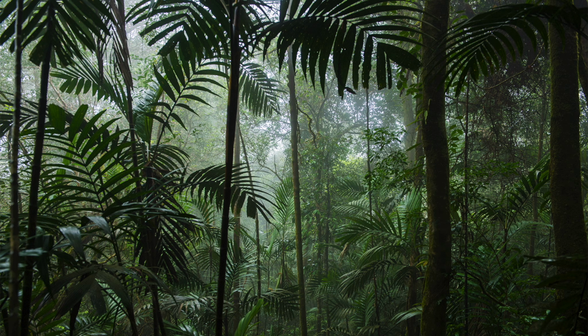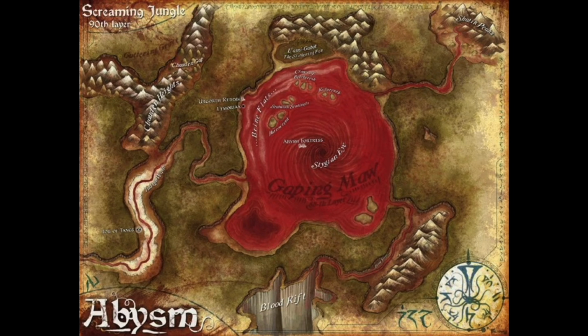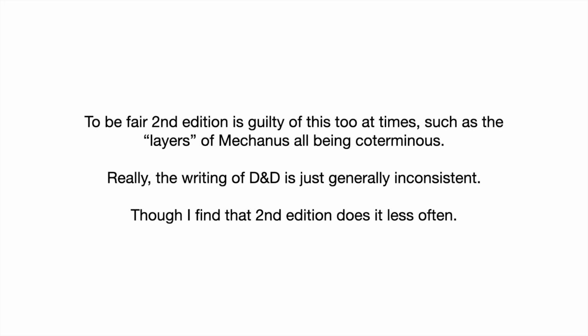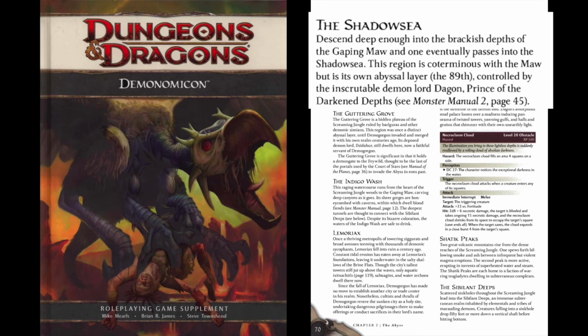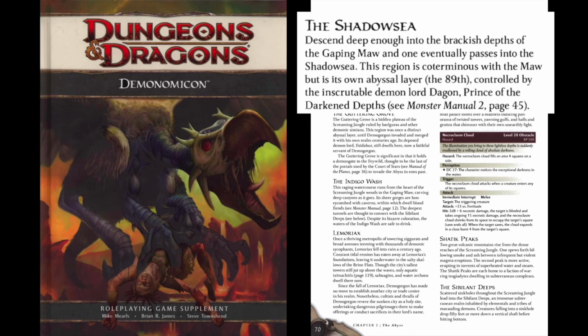As I already made clear earlier, I am not a fan of when layers are coterminous like this with each other. Why even call them layers? Really, 4th edition, and to a lesser extent 3rd edition, uses the term layer in a similar way that 2nd edition uses the term realm, except layers are even less distinct than realms. But since 4th edition and kind of 3rd edition say that Dagon's lair, the Shadow Sea, is actually just the depths of the Gaping Maw, then in my mind that would all just be considered one layer.